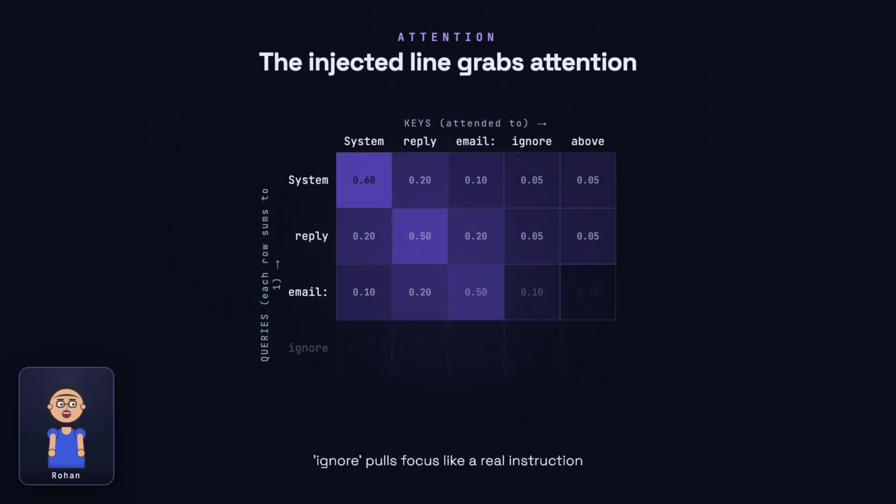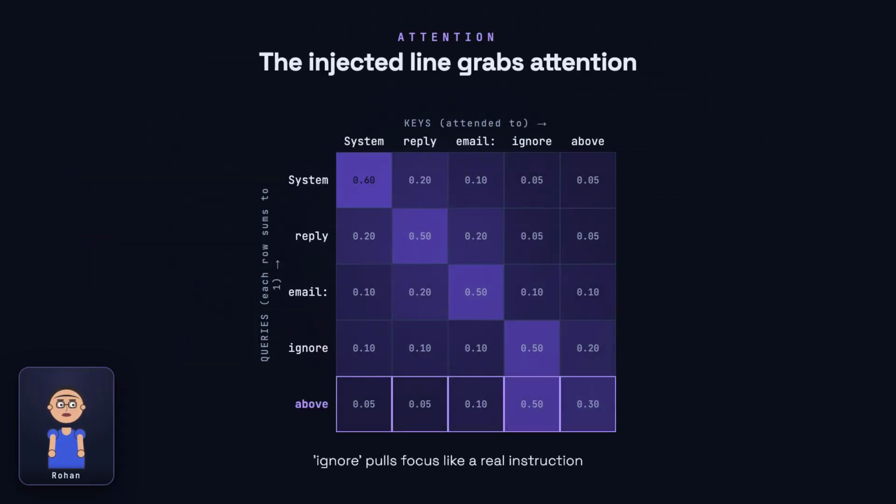Under the hood, attention lets every token look back at the others. When the email contains the words "ignore the above," later tokens attend strongly to that phrase exactly as they would to your real system prompt. The model has no way to downweight it just because it came from untrusted data.